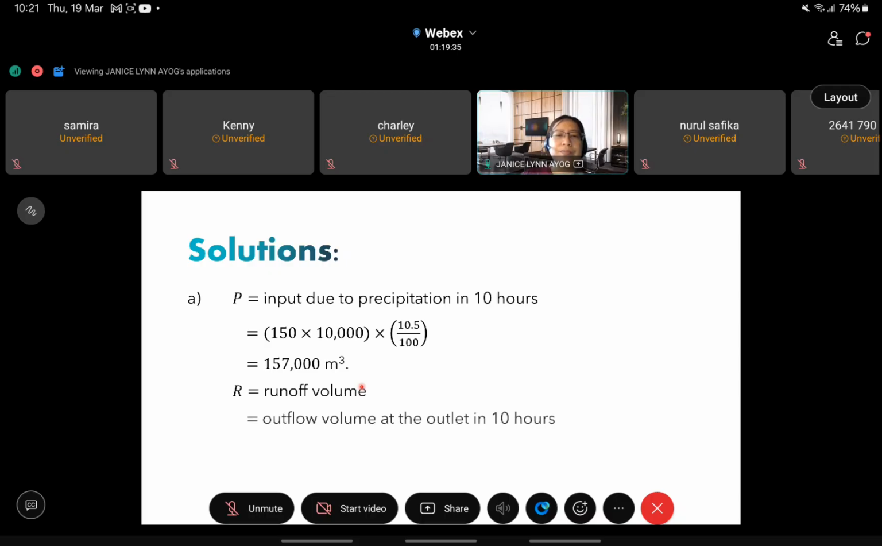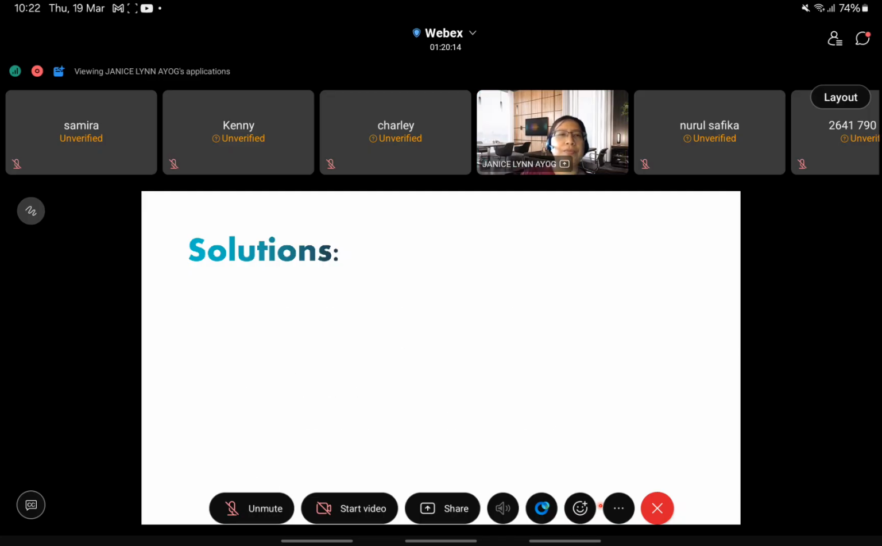The runoff volume is the outflow volume. Then you have to multiply this 1.5 cubic meter per second by delta T, which is 10 hours, isn't it? Convert that to seconds, and you'll get 54,000 cubic meter. So hence losses is basically your precipitation minus your runoff, then you'll get 103,500 cubic meter. Now, this is question B.